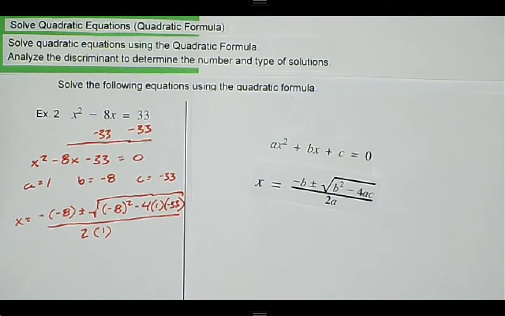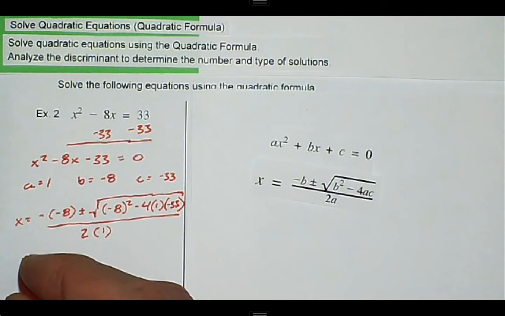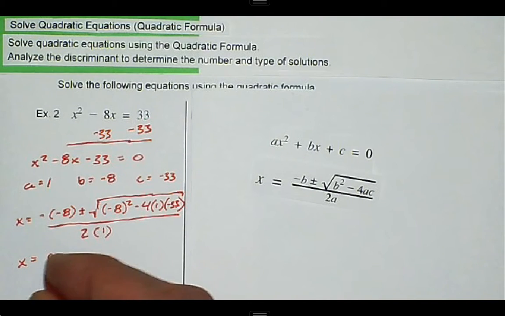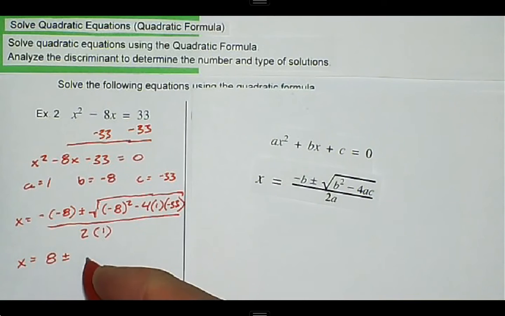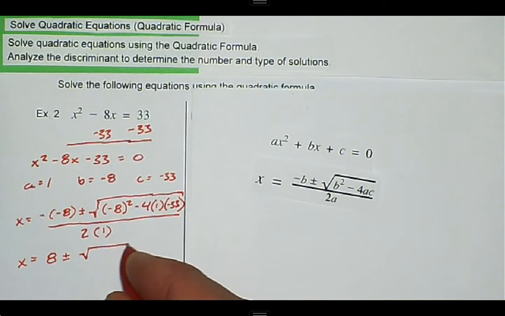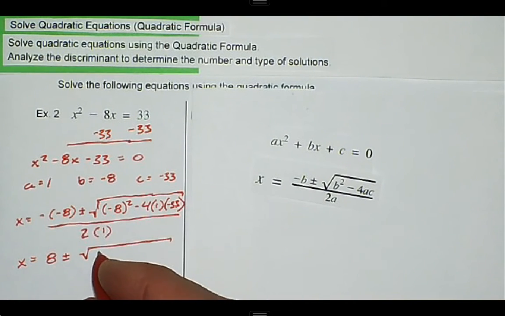Then we have to perform our operations to simplify. So here we have negative times a negative. It's really important, especially when our b value is negative, that we use those parentheses there so we don't forget about that original negative sign that's in front of the b. So here we get x equals 8 plus or minus the square root of 64. Negative 8 squared is 64.